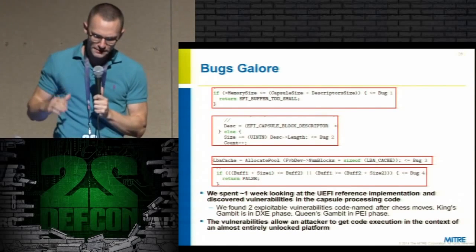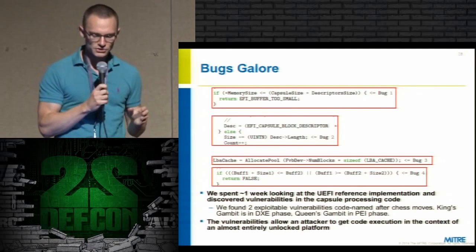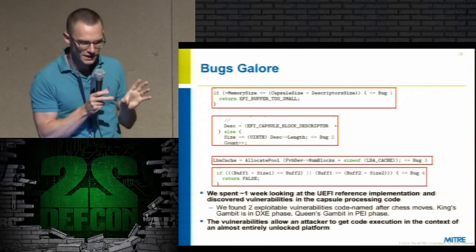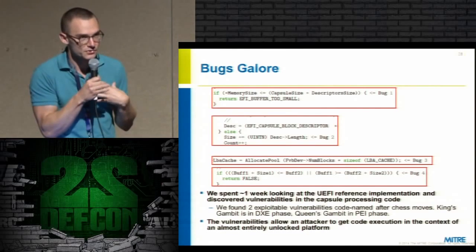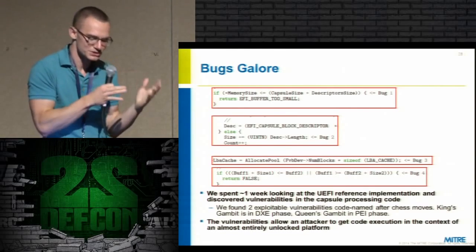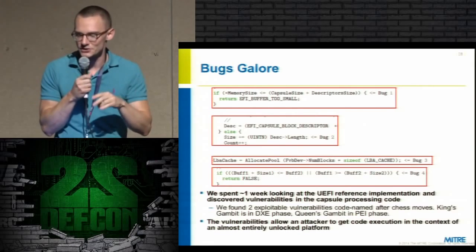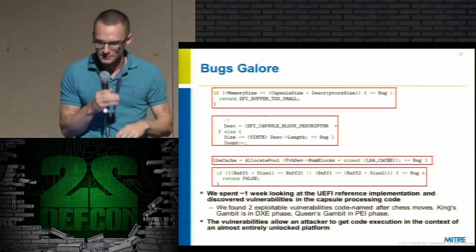So we spent about a week looking. We found a number of bugs. We were able to chain several of them together to come up with 2 different exploits, what we call the Queen's Gambit and the King's Gambit. Zeno and I are both big nerds, obviously, because we like BIOS, and because we're nerds, we also like chess, so we started naming all of our exploits after chess openings, hence the Queen's Gambit and the King's Gambit.